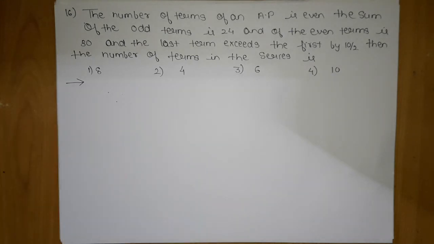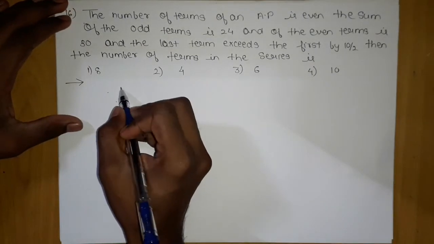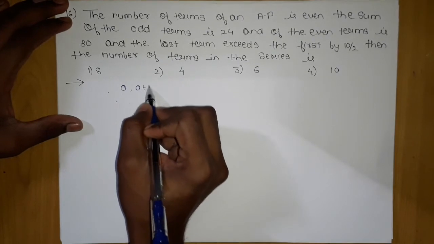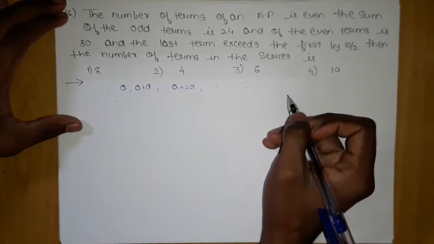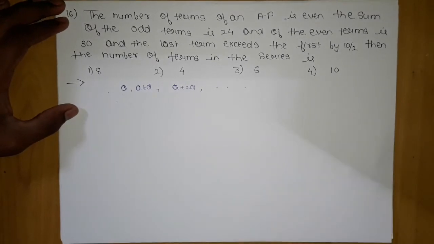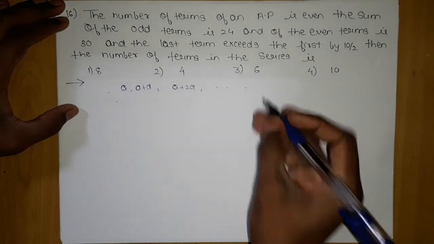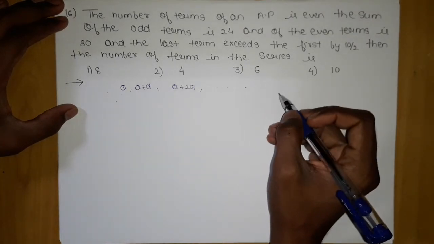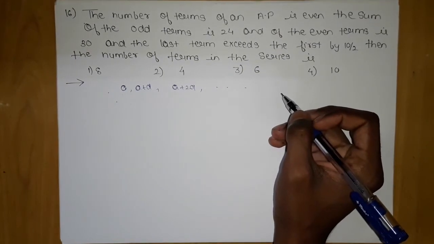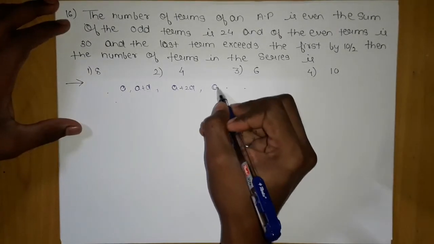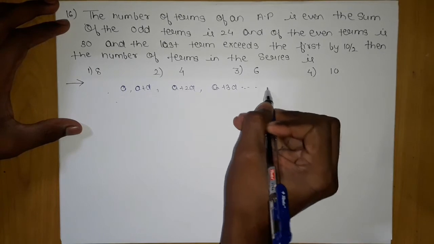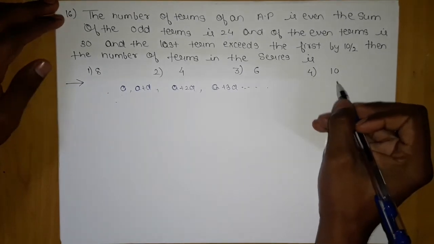Now we will consider the terms a plus d, a plus 2d. Now you have to understand the language of the problem. The language of the problem becomes a very important factor in permutation and combination. You will come to know when we reach there. After this we take the terms like this, a plus 3d and so on. What will be the last term? Suppose we have n terms.